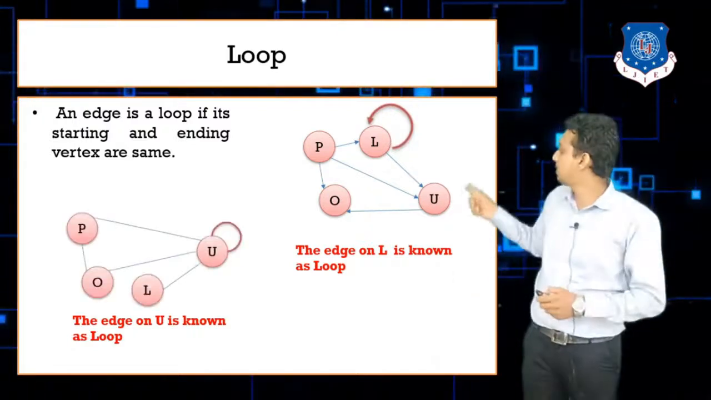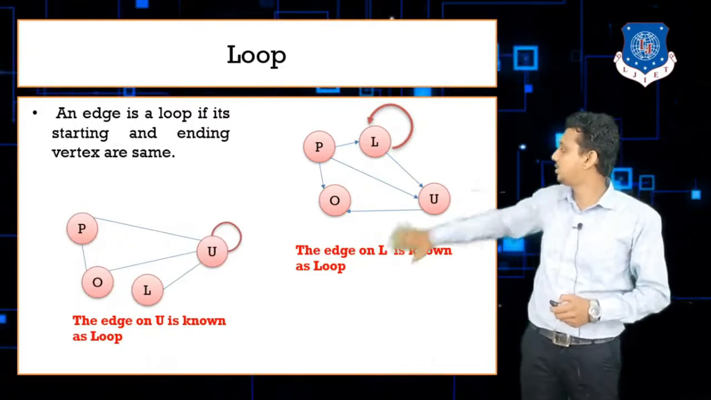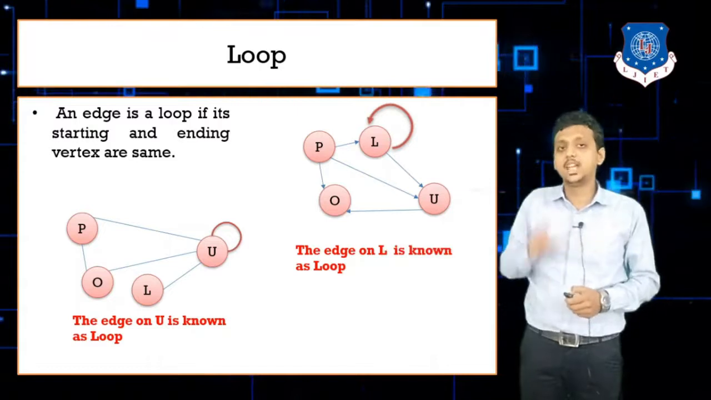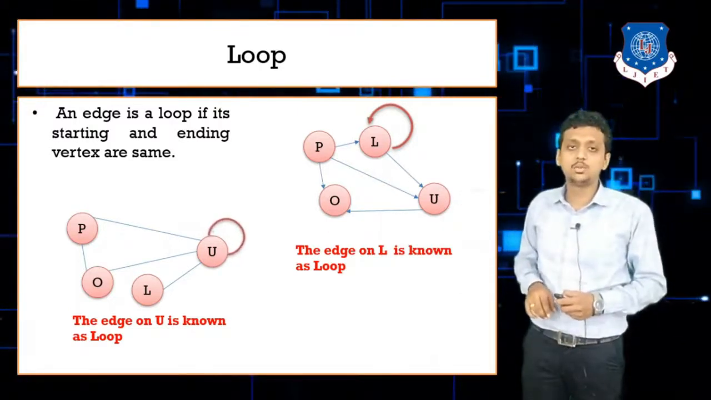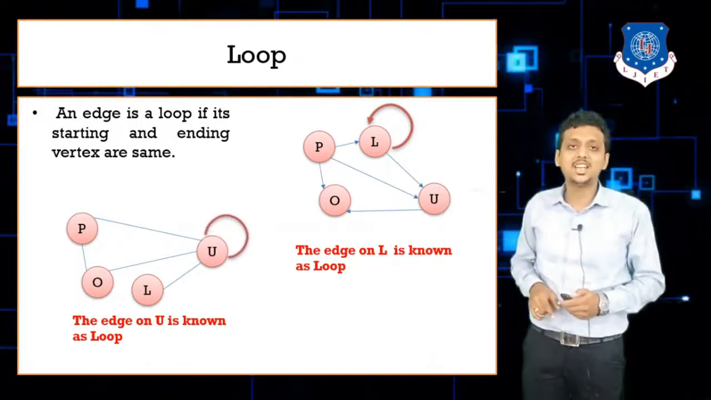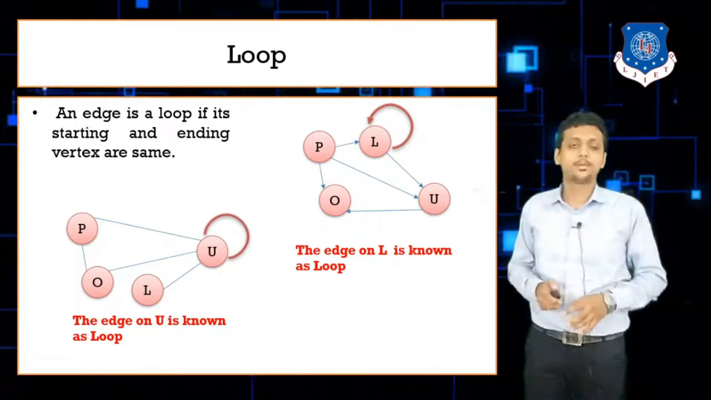Now, this is a directed graph, and this is an undirected graph. If I am talking about this undirected graph, then this edge of U is known as a loop, which contains the same node as starting and ending. Okay. This is known as a loop.